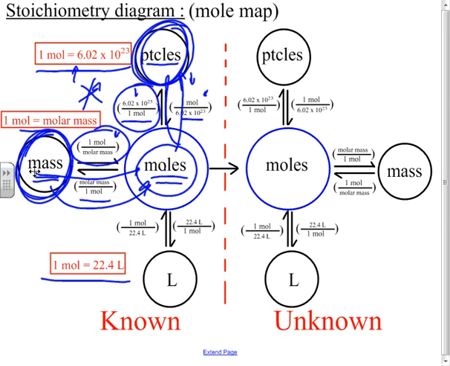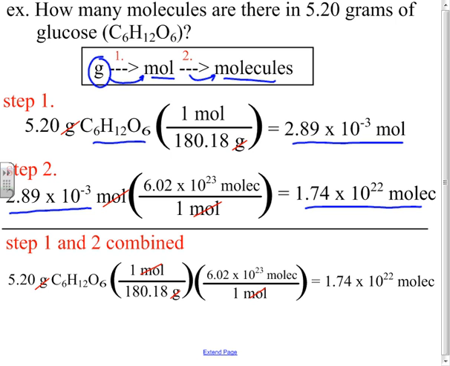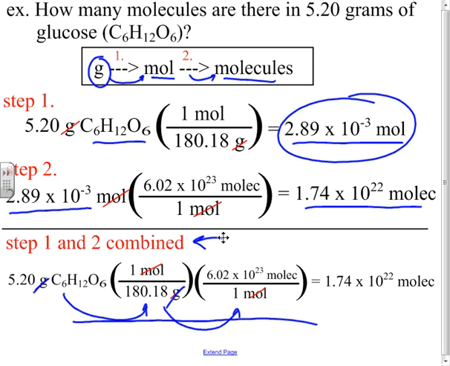What I want you to do, though, instead of doing this in two separate steps, is to combine the two steps. And so it's the same problem here as here, just instead of two steps, it's one step. So grams to moles, moles to particles. And note, grams and grams cancel, moles and moles cancel. And so instead of writing this down in two separate problems, I'm just showing it in one problem.